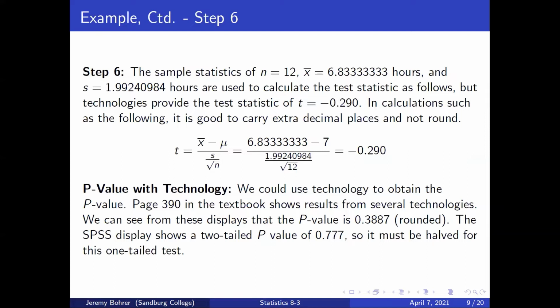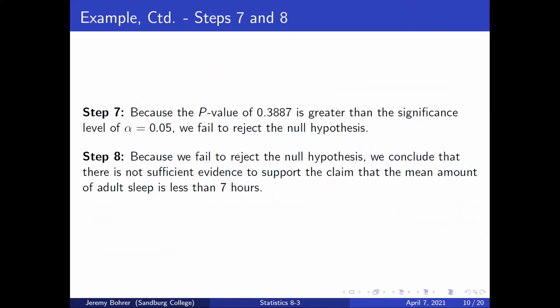P-value with technology: we could use technology to obtain the p-value. Page 390 in the textbook shows results from several technologies. We can see from these displays that the p-value is 0.3887 when rounded. The SPSS display shows a two-tailed p-value of 0.777, so it must be halved for this one-tailed test.